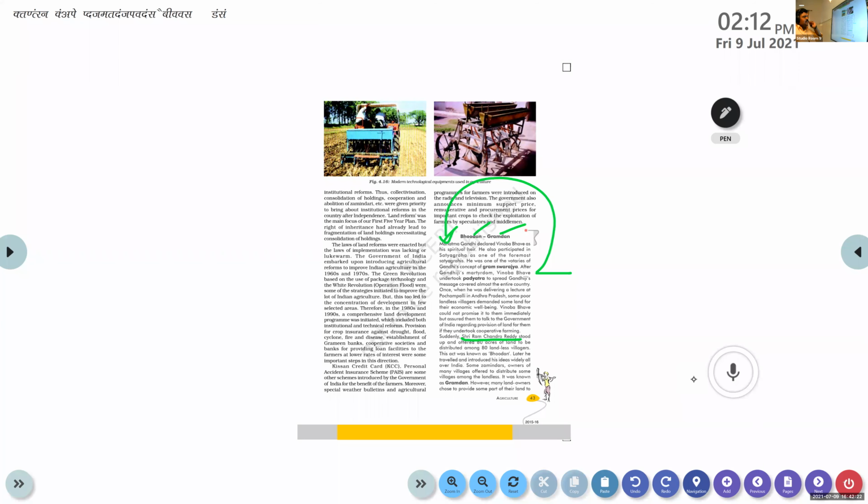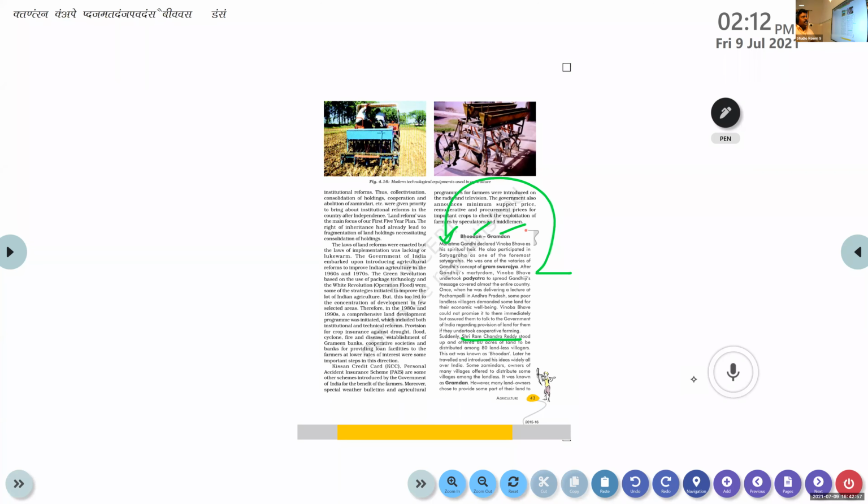Mahatma Gandhi declared Vinoba Bhave as his spiritual heir. So after Mahatma Gandhi, he is the one who preached the importance of non-violence and ahimsa, even Satyagraha. After Mahatma Gandhi, one of the important persons related with Gandhian principles is Vinoba Bhave. He also participated in Satyagraha as one of the foremost Satyagrahis.